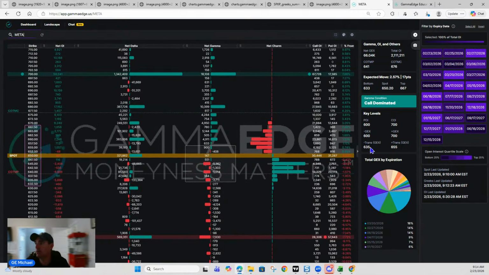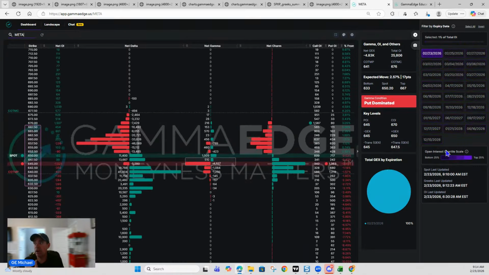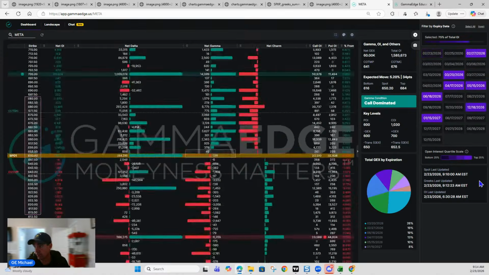All right. So systematically, obviously, we'll go ahead and look at Monday's expiry, and then we'll look at the upper quartile. So for Monday's expiry, we're put dominated. You see we're actually below or slightly above transition there. So we need to stay above transition, but upside speculation is going to be difficult as we're right at PGEX and we have in the money puts overhead.